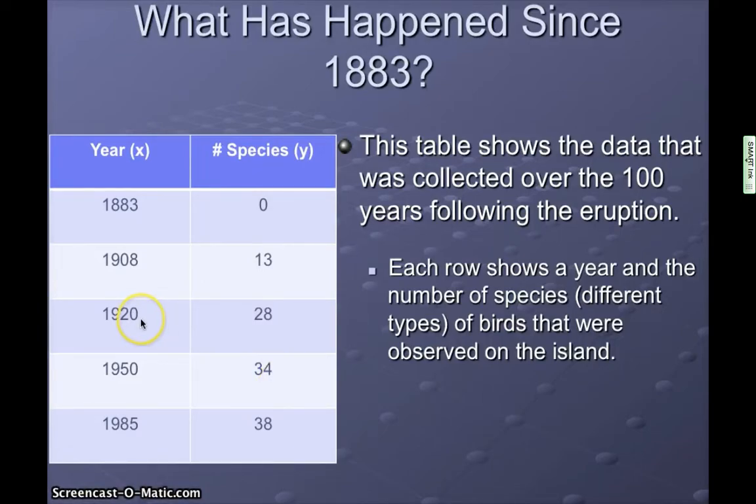Each row shows a year and the number of species of birds that were observed on that island. This is our data table, and we're going to use that to actually create a graph. Does anybody have an idea of what type of graph we would make? We could either do a line graph or a bar graph, and actually today we're going to do a line graph.